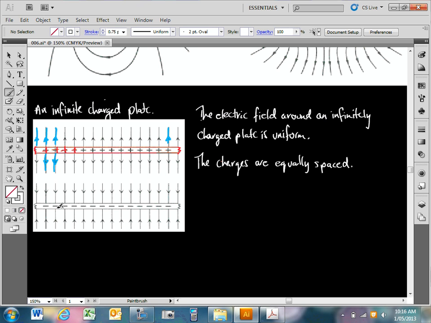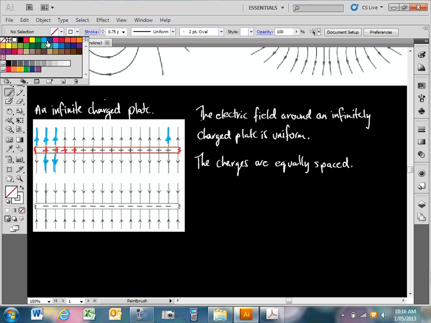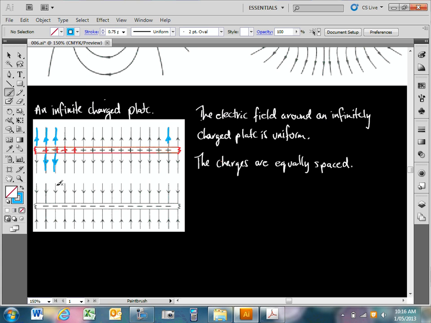Same with the negative plate, except for the negative plate, of course, if I were to put a small positive test charge around that plate, I would notice that the small positive test charge moves toward the plate. That's the only difference there. Okay, charges are equally spaced within the plate. Electric field is uniform.